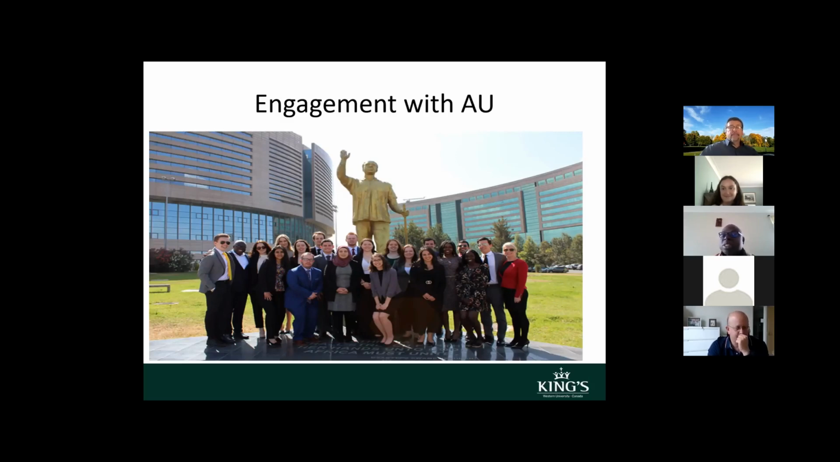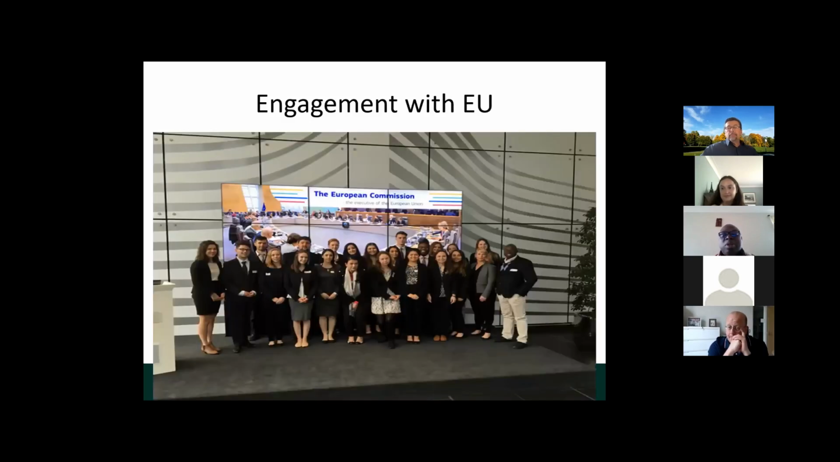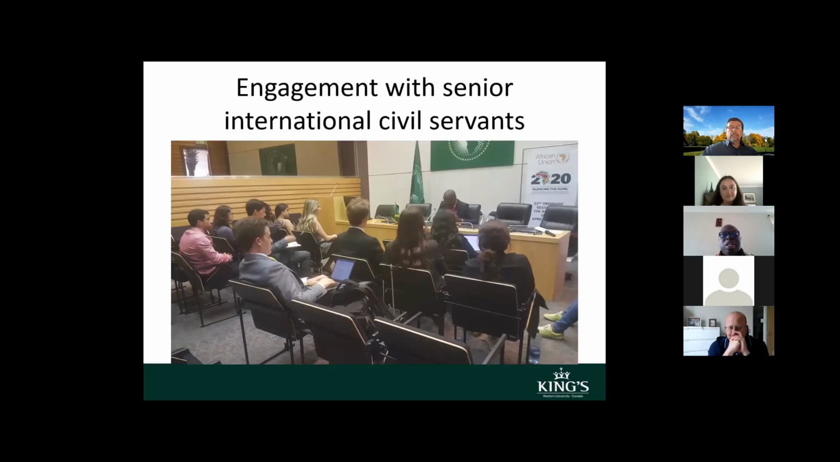To those of you who are interested, after COVID, we can build a relationship and then do something. I'm open to go into different parts of the world. And it's very popular among students. And this is the European Union. This is the International Civil Servant Briefing 2020, talking about Silencing the Guns, which is a new initiative by the African Union. And then we get the briefing from them.